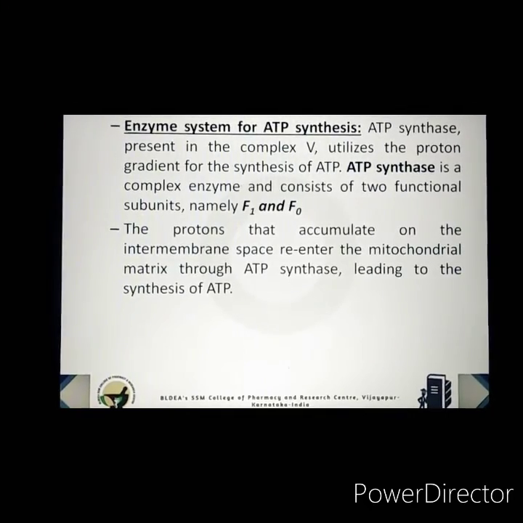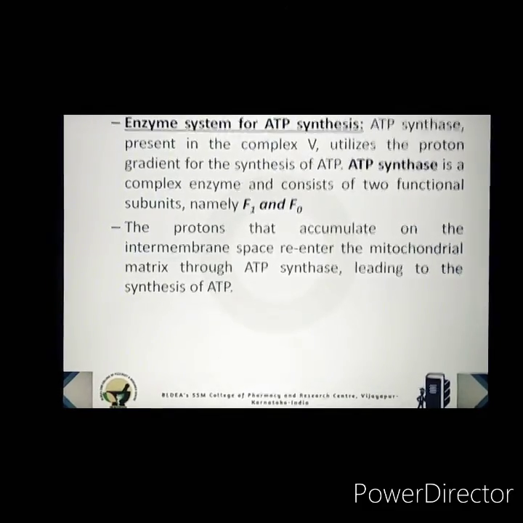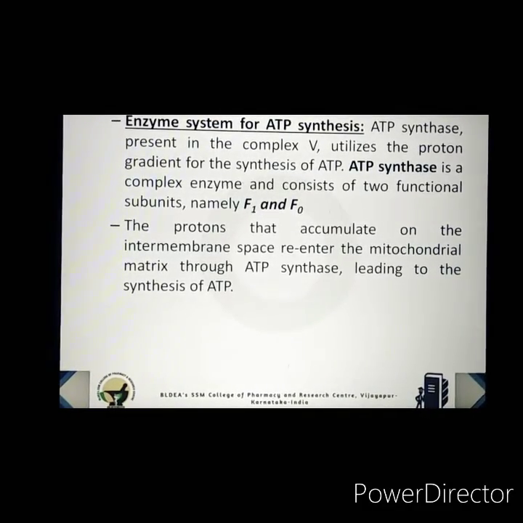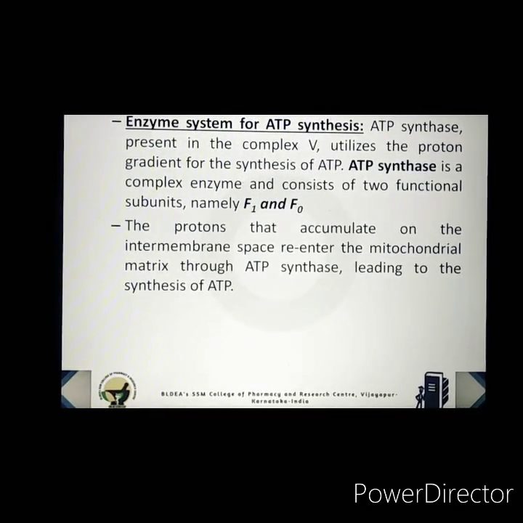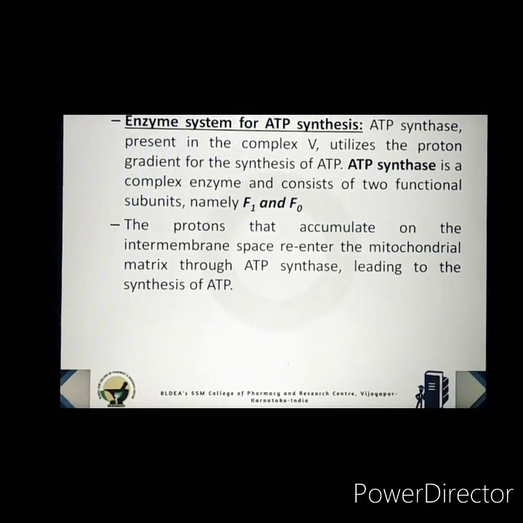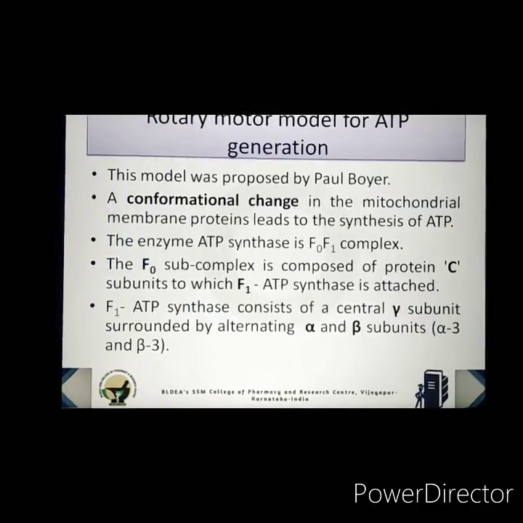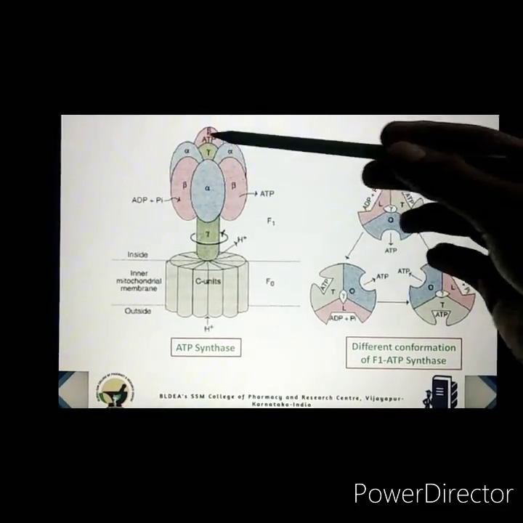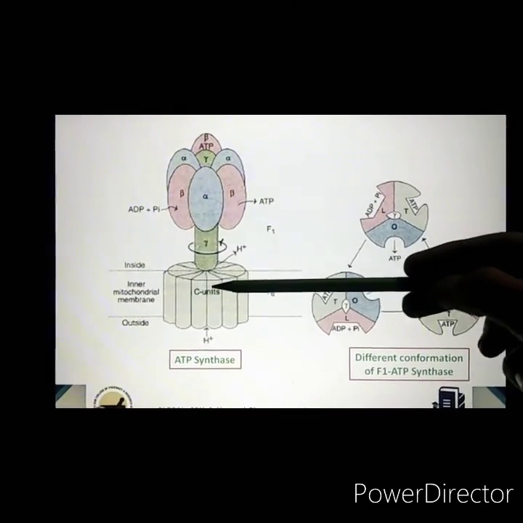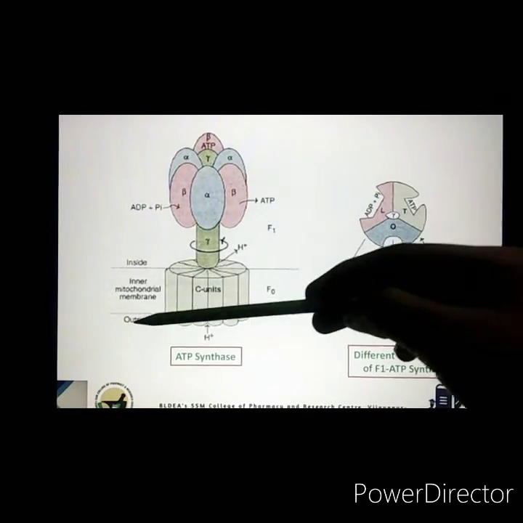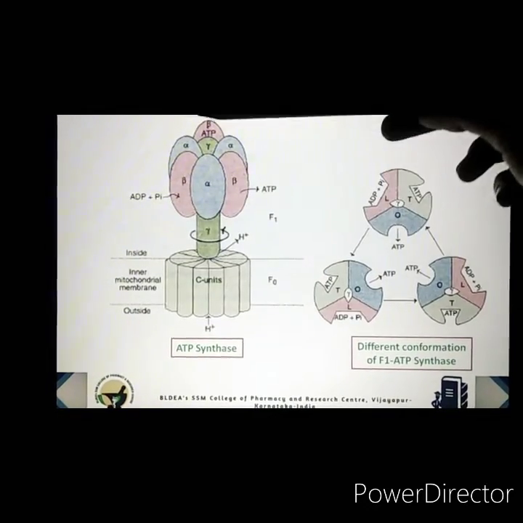As we know, the enzyme responsible for ATP synthesis is ATP synthase, that is complex 5 of the electron transport chain. Now this ATP synthase consists of two functional subunits named F1 and FO. These are also known as F1 particles and FO particles. Here is the structure you can see. This is the ATP synthase, wherein this is the base of the ATP synthase, that is FO. This is embedded in the inner membrane. This is the outer membrane, or you can say the intermembrane space, and this side is the matrix.